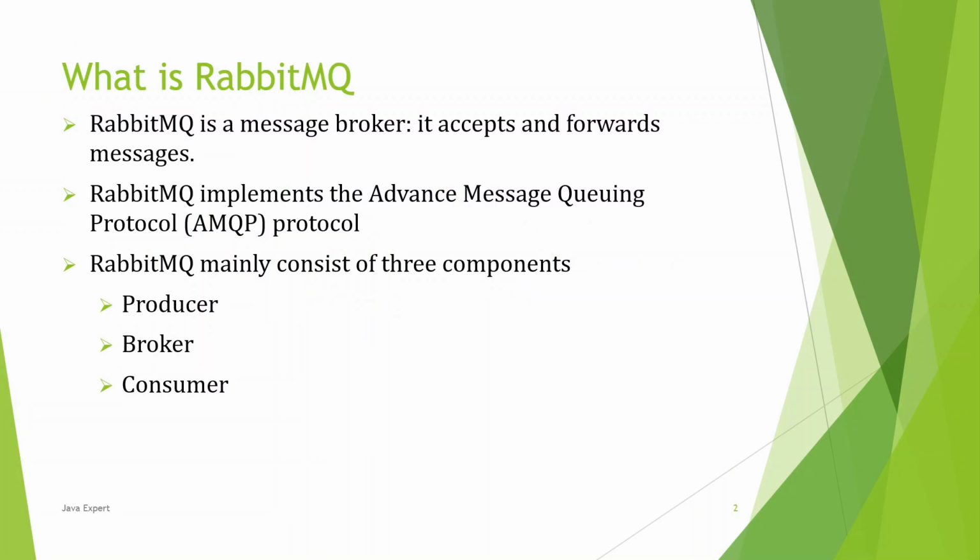What is RabbitMQ? RabbitMQ is a message broker. In simple words, it accepts a message from the sender and forwards it to the receiver, the same way other messaging systems work, like Apache Kafka or IBM MQ. So RabbitMQ is another messaging system which we can use for integrations. RabbitMQ implements the Advanced Message Queuing Protocol.